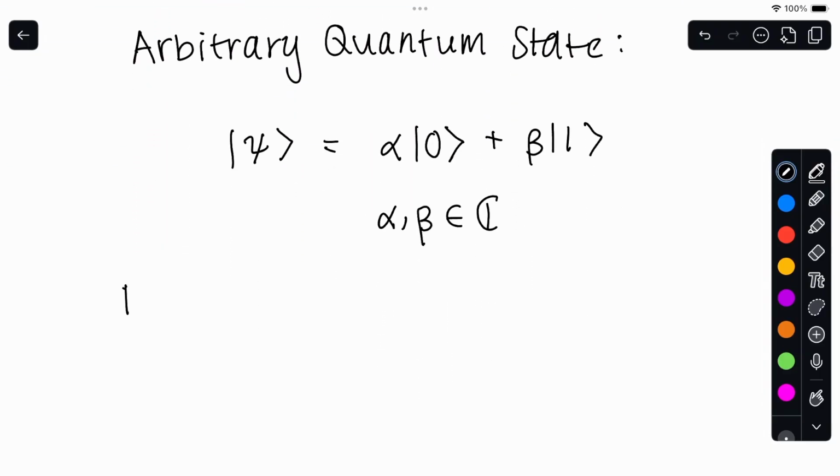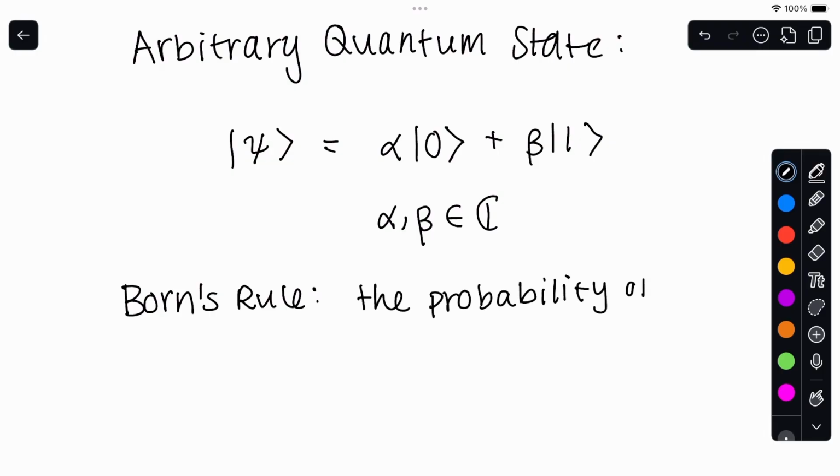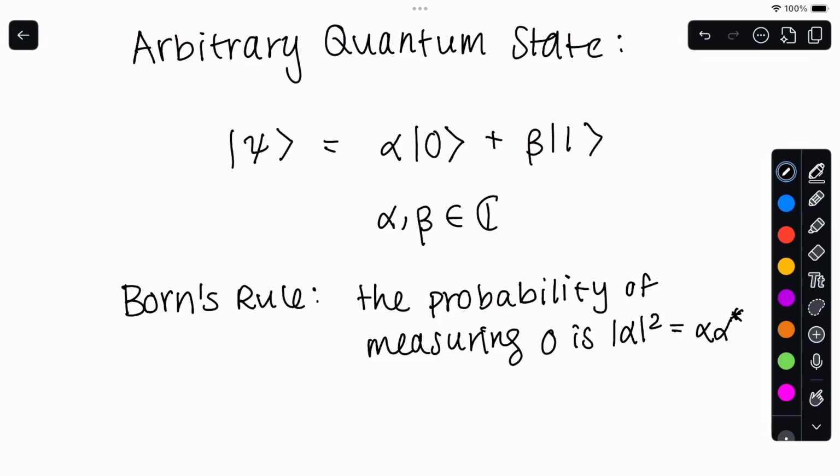A fact that we can use is Born's rule. And Born's rule tells us the probability of measuring 0 is alpha squared. And this is alpha times alpha star. And then similarly, the probability of measuring 1 is beta squared.